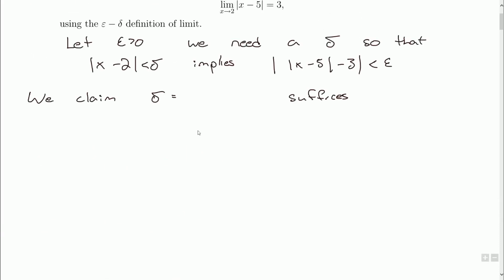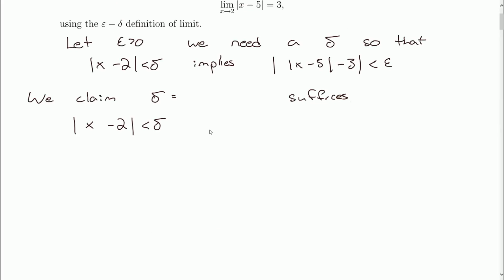And then at the very end, the last thing I would want to have is that this implies that the absolute value of x minus 5, minus 3, is less than epsilon. That's ultimately where we want to go with this. How do we get from this statement here, with whatever delta we pick, to that statement, and what delta should we pick? Okay, so this is the general layout.